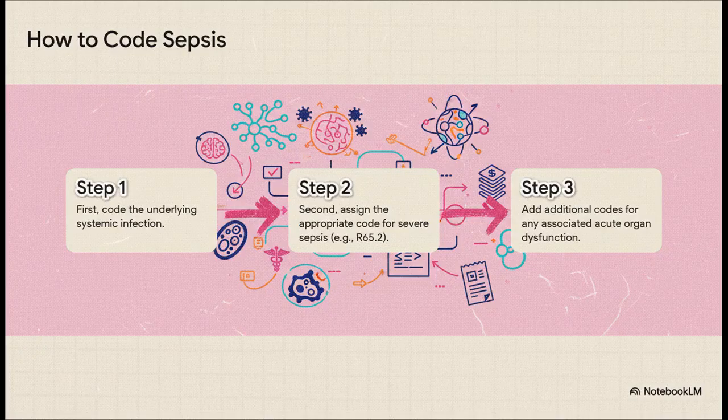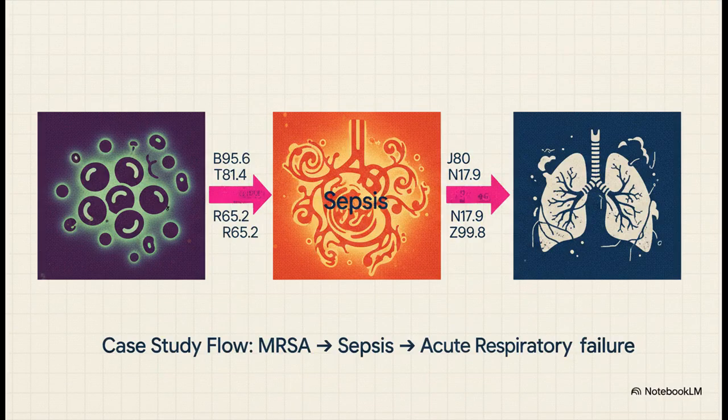So how does a coder capture that terrifying story? Well, you build it, layer by layer. Step 1, you name the bad guy, the infection that started it all. Step 2, you add the special code that shouts, "This has escalated to severe sepsis." And step 3, you tack on codes for all the collateral damage, like kidney failure or respiratory failure. Okay, let's put it all together with a real-world example. Imagine a patient has sepsis caused by that nasty superbug MRSA, and it's led to their lungs shutting down.